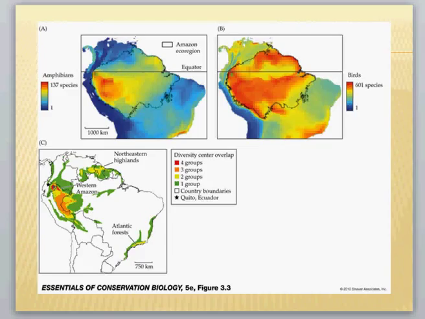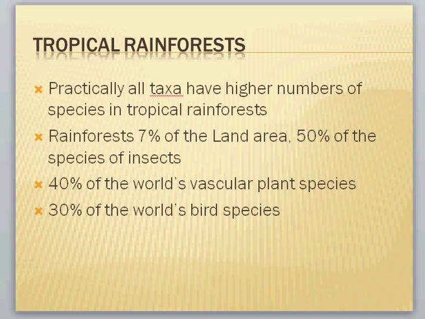Let's move on now to some of the highest diversity biomes or regions in the world. Okay. The first is tropical rainforest. The second is coral reefs, which is also very high diversity. Practically all taxa have higher numbers of species in the tropical rainforests. So from birds to butterflies to mammals, there are more species of animals or taxa or plants in a tropical rainforest than there is in the temperate regions.